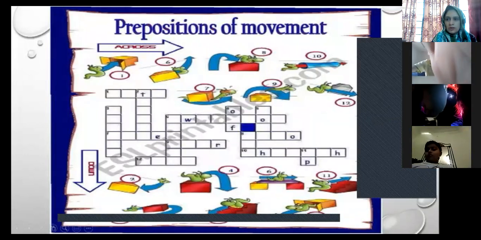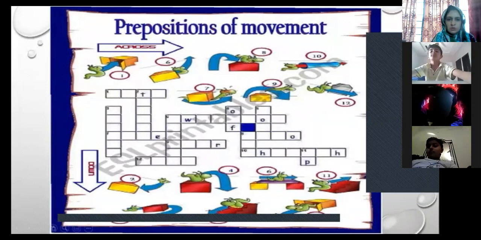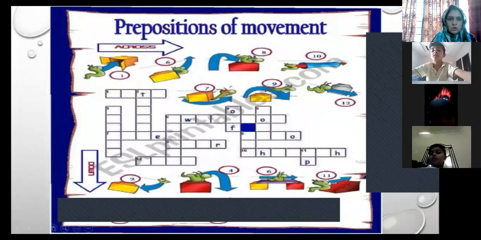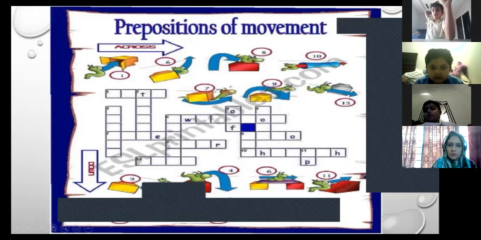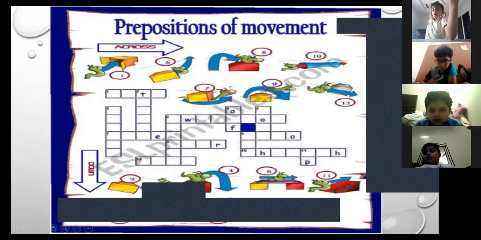So the ones which are given to you in the form of across, you have to fill up this way, and down means you have to fill up this way. So number 1, number 6, number 7, number 8, number 9, number 10, and number 12 are given to you in the form of across. You have to fill it up this way.